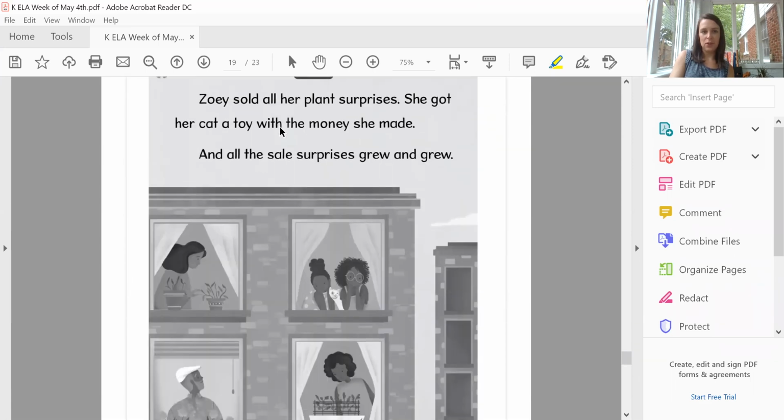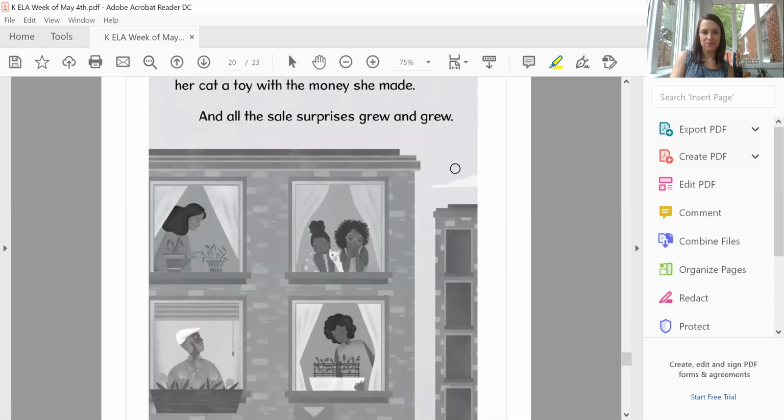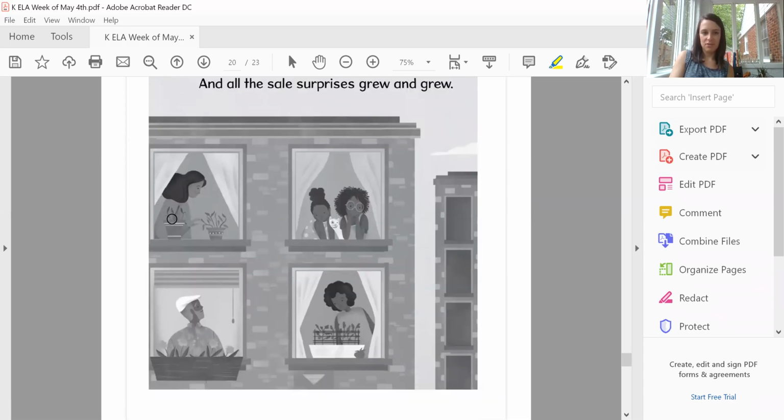Zoey sold all her plant surprises. She got her cat a toy with the money she made, and all the sale surprises grew and grew. So there's her plants that she sold to all her neighbors growing in their windows.